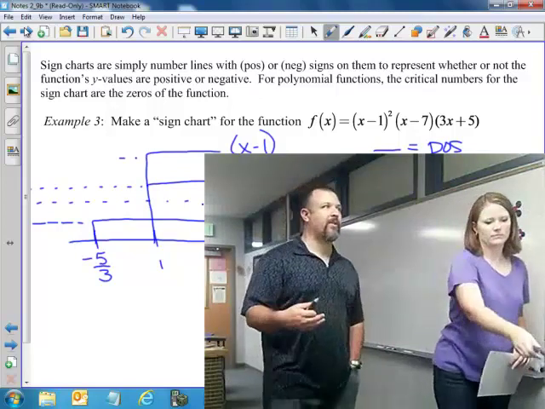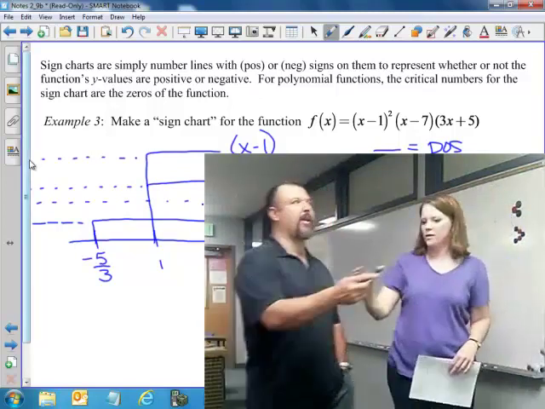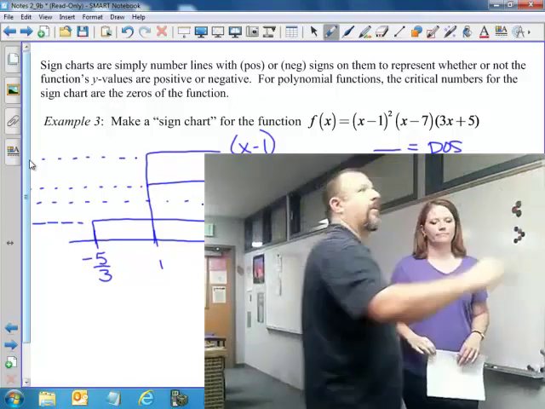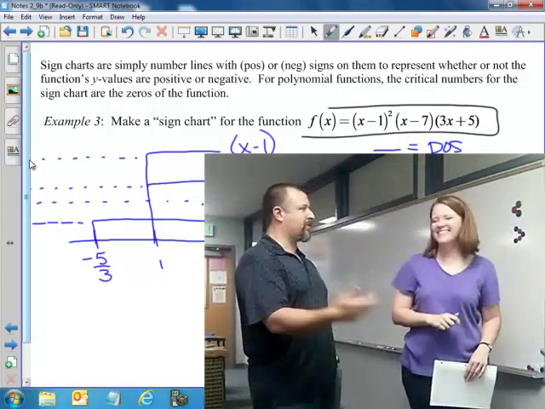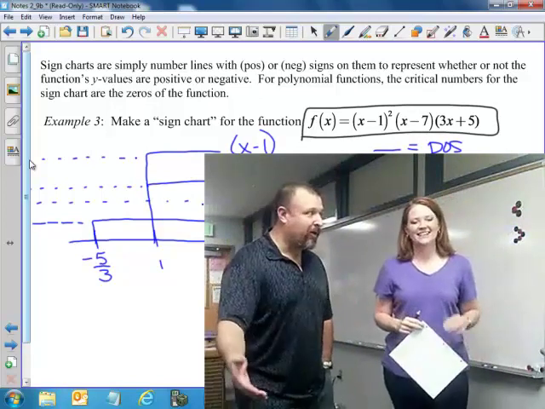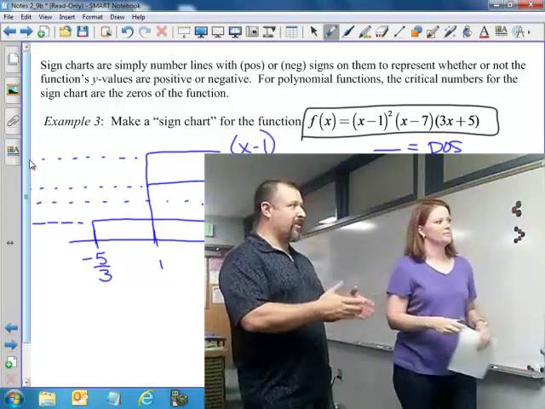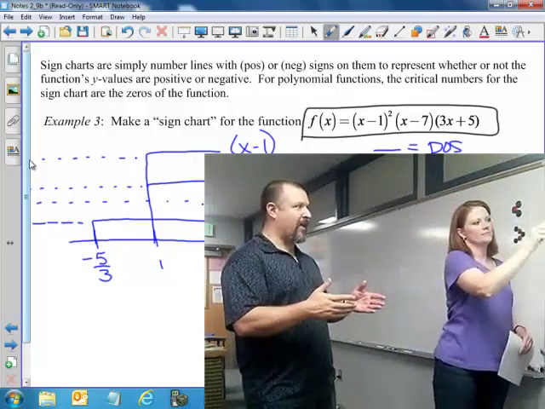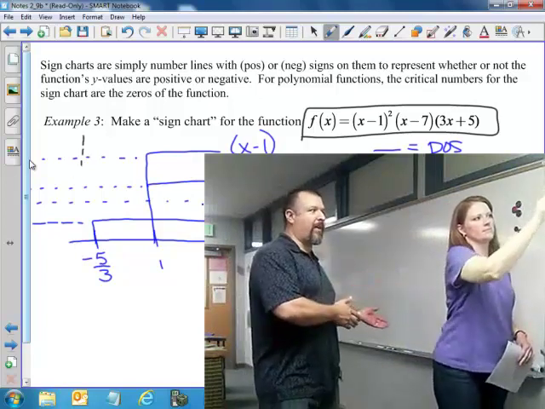And so what we end up with is 4 factors, and we're just multiplying them all together. That's what this thing right here means. It means multiply x minus 1 times x minus 1 times x minus 7 times 3x plus 5, and you're going to multiply them all. So what we have based on the sign chart is a nice simple way to represent that.